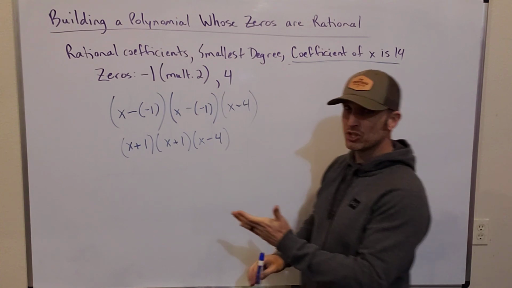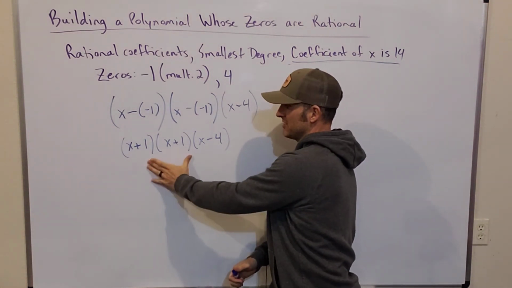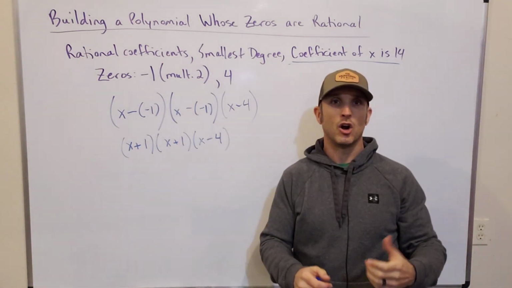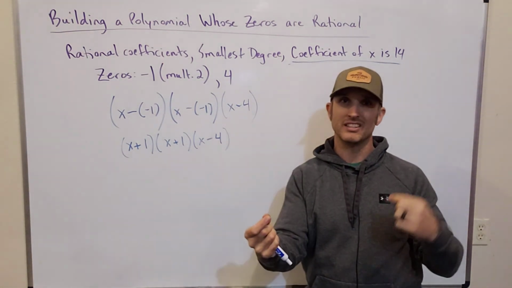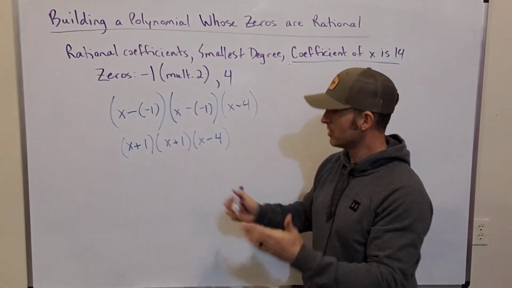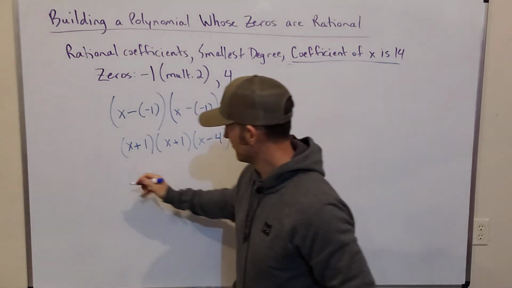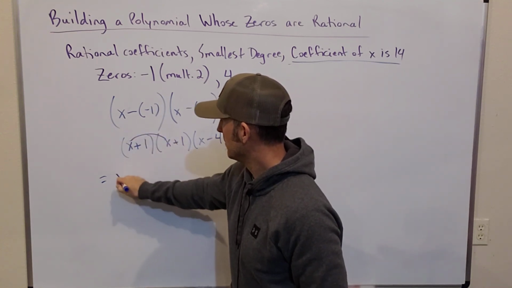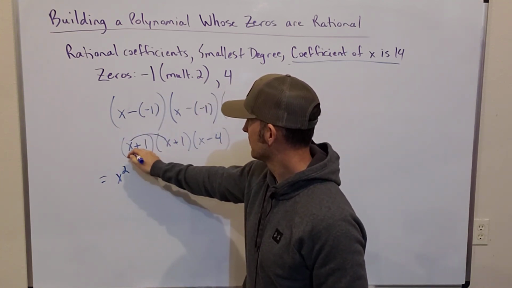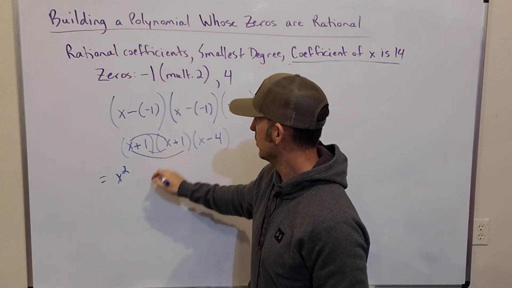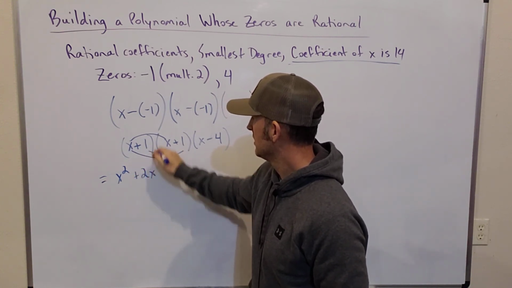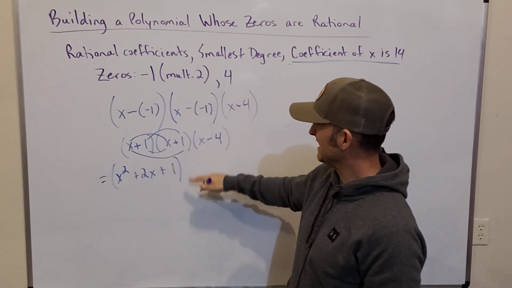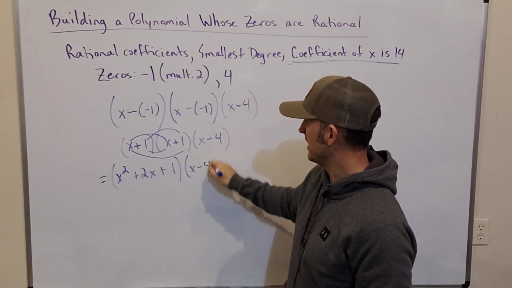All right, unfortunately, we do not have any conjugates in these three factors. x plus 1 and x plus 1 aren't conjugates because one is not a plus and the other a minus. They're both a plus. So we just have to multiply it all together. So I'm going to multiply x plus 1 times x plus 1. I get my x squared term is x squared. Then I get a 1x and another 1x, which is 2x. And I get a 1 times a 1, which is 1. I need to carry down and still multiply by my x minus 4.